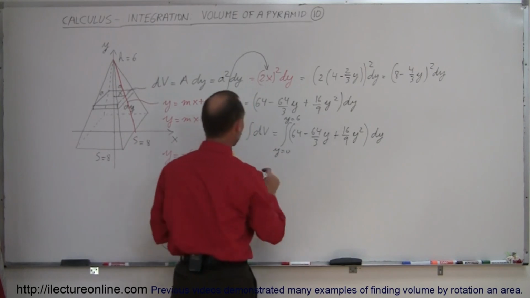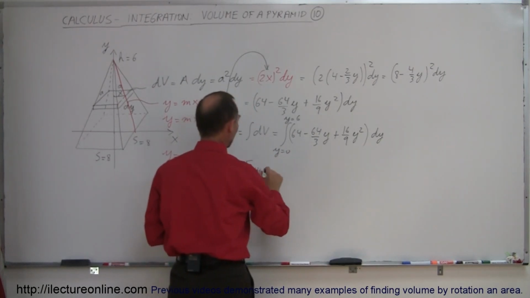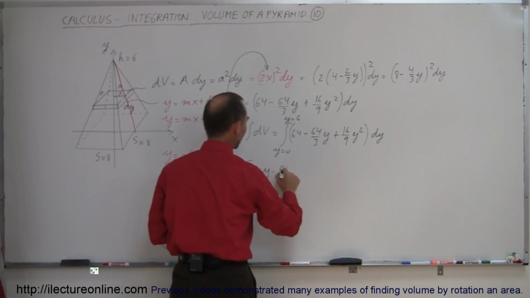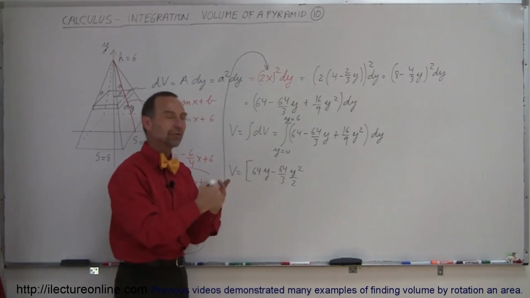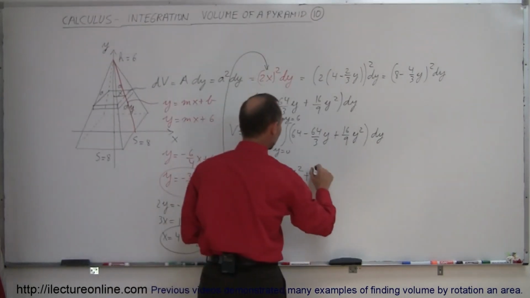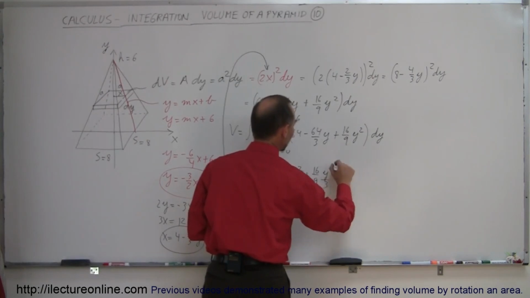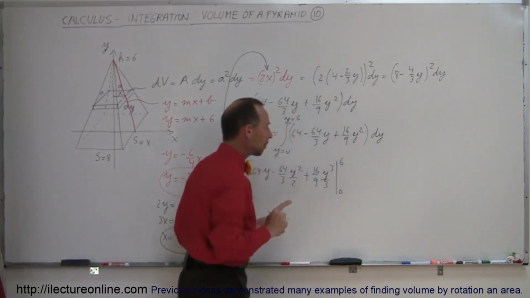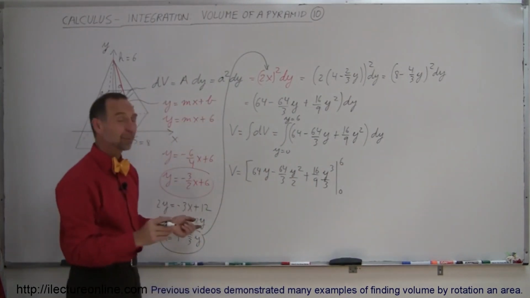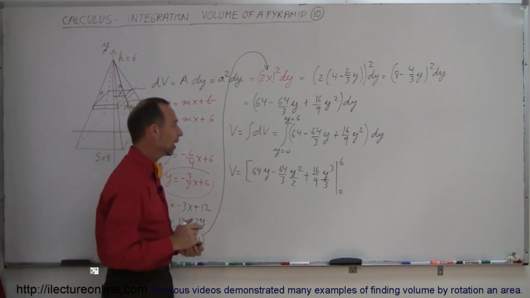Now all we have to do is integrate this. So V is equal to, this becomes 64y minus 64 over 3 times y squared over 2. Add 1 to the exponent, divide by the new exponent, plus 16 over 9 times y cubed over 3, evaluated from 0 to 6. Now notice when we plug in the lower limit, we get nothing but 0, so we can drop the lower limit. We just need to substitute in the upper limit.